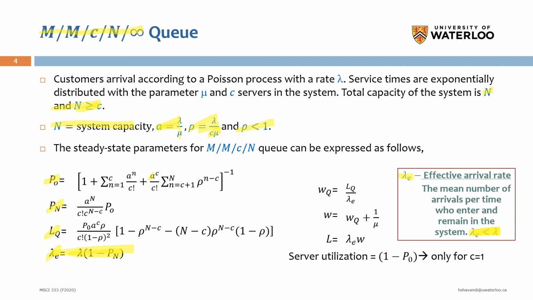Okay, so WQ and W and L can be calculated by these formulas. And as you remember, in M/M/1, we had 1 minus P0 equal to rho, and this is just for the single server model. It's not actually valid in this model.